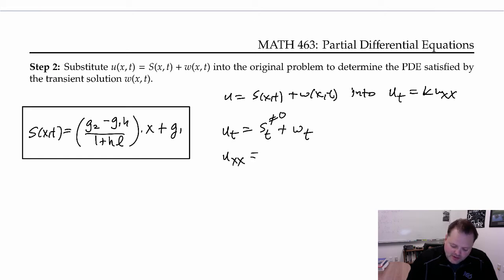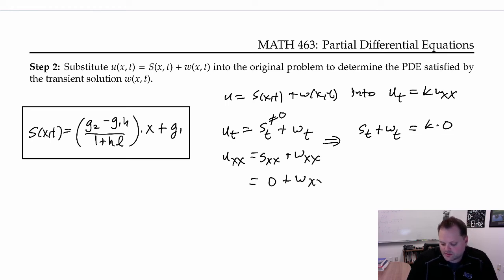uxx, on the other hand, I can do something about. This is still linear with respect to x, so if I take two derivatives of this with respect to x, it all disappears. So what is the new PDE going to look like? Well, ut is st plus wt. uxx is sxx plus wxx, which would be 0 plus wxx.